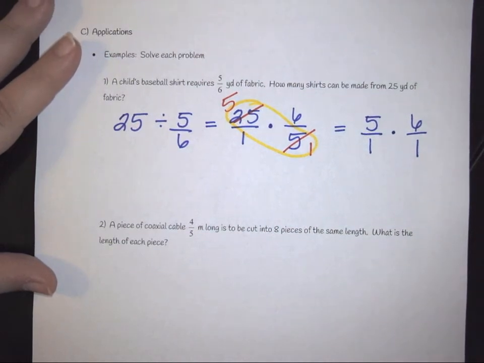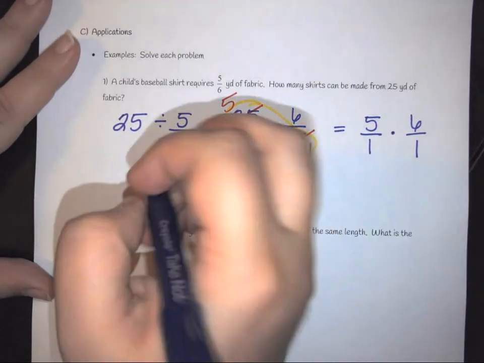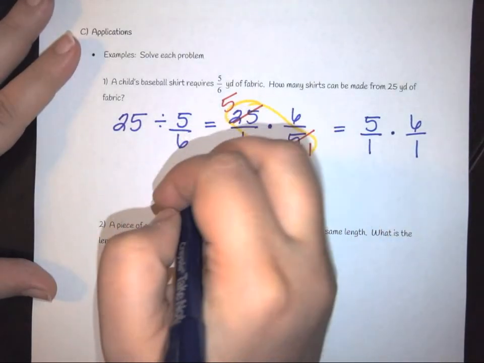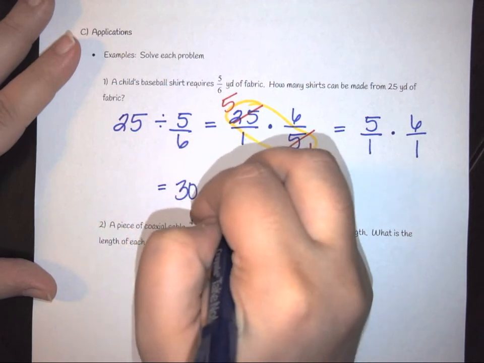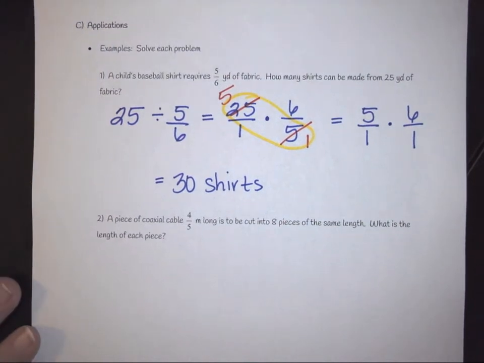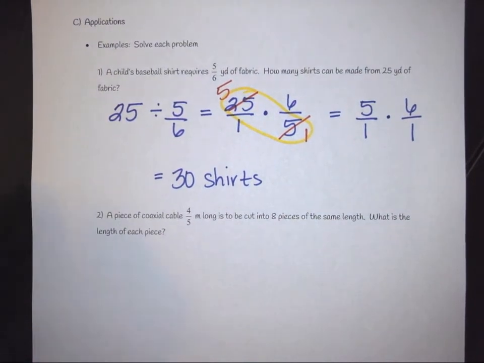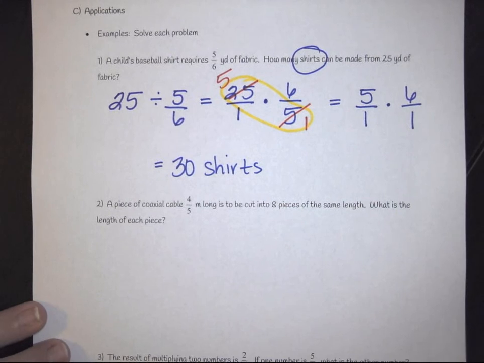Multiply straight across the top. You have 5 times 6, which is 30. 1 times 1 is 1. So this is actually going to give you 30 skirts. And because this is a word problem, remember you need to include your labels. Your label can be found in your problem itself, dealing with what it is you're actually looking for. Okay.